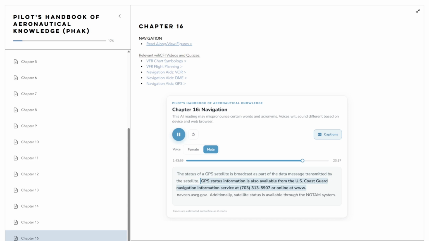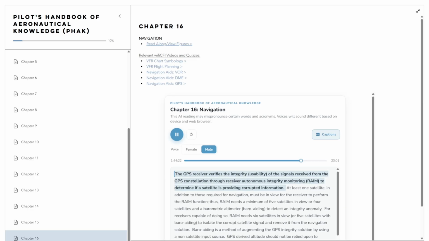GPS status information is also available from the U.S. Coast Guard Navigation Information Service at 703-313-5907 or online at www.navcen.uscg.gov. Additionally, satellite status is available through the NOTAM system. The GPS receiver verifies the integrity, usability, of the signals received from the GPS constellation through Receiver Autonomous Integrity Monitoring, RAIM, to determine if a satellite is providing corrupted information.